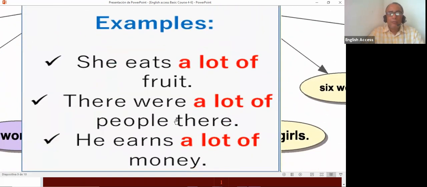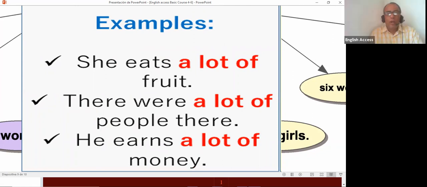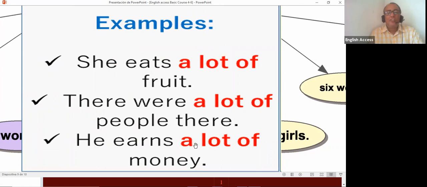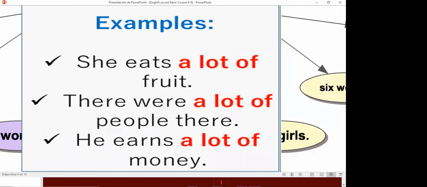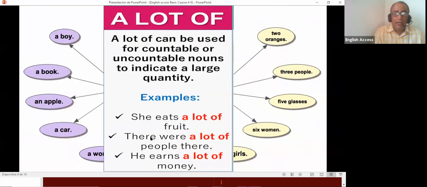Please, can you repeat the sentences with me? She eats a lot of fruit. There were a lot of people there. He earns a lot of money. Earns means ganar, pero se utiliza solo para decir ganar dinero. Earns.